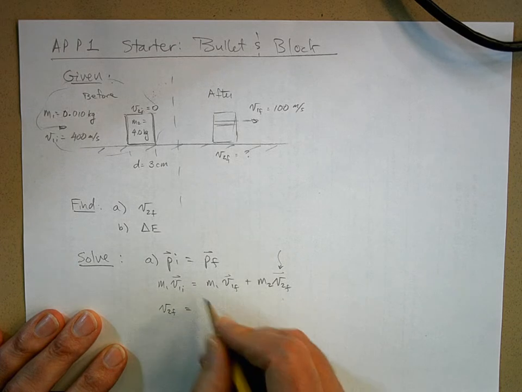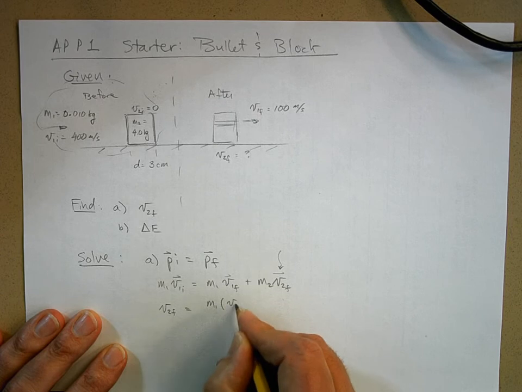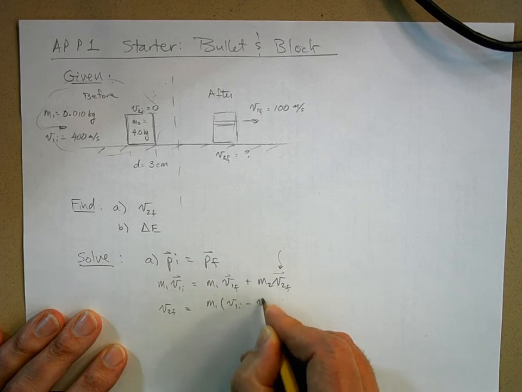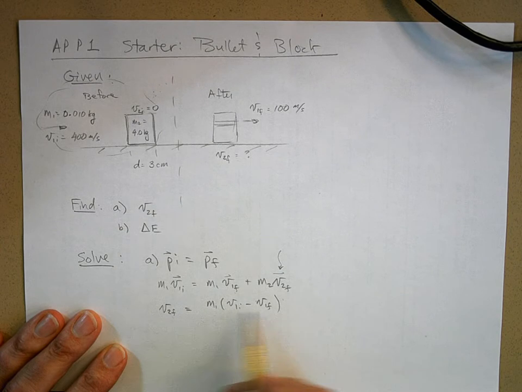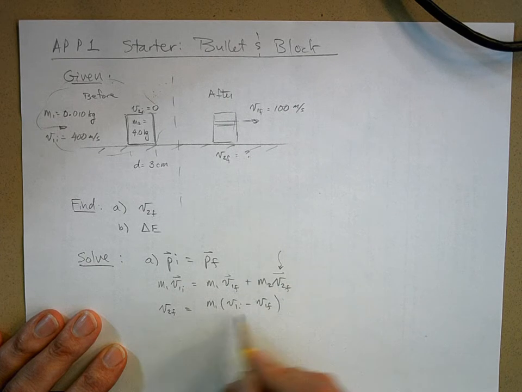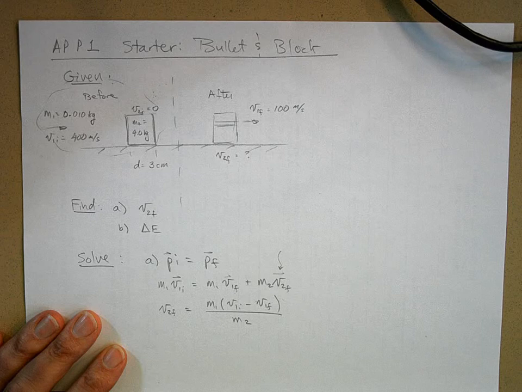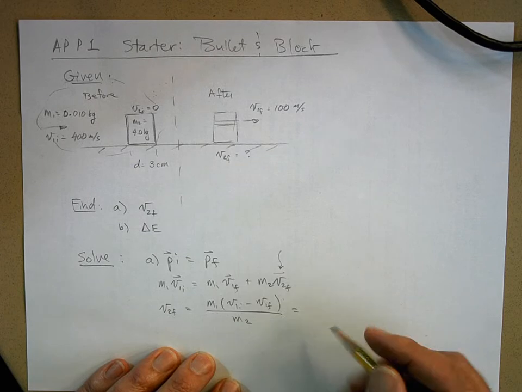All in one step, we're going to go M1 times (V1 initial minus V1 final). You see what I did? I subtracted this to the other side, and then I factored out the mass. And then now to get this by itself, I have to divide by the mass. So be able to do algebra that quickly. It's very handy.